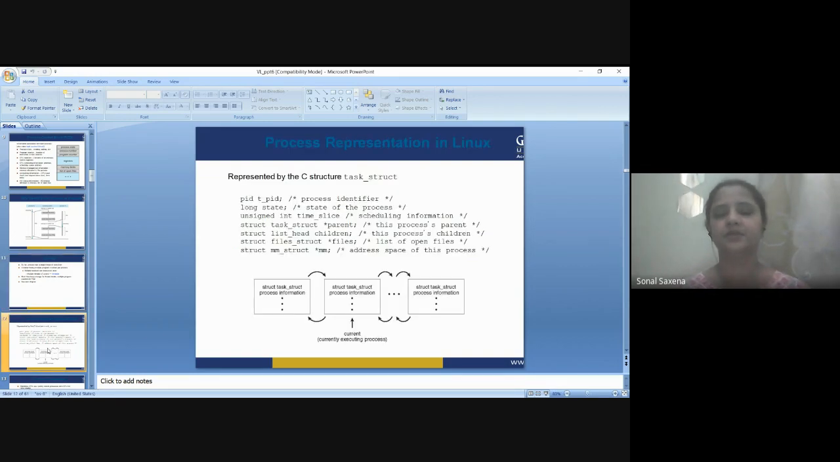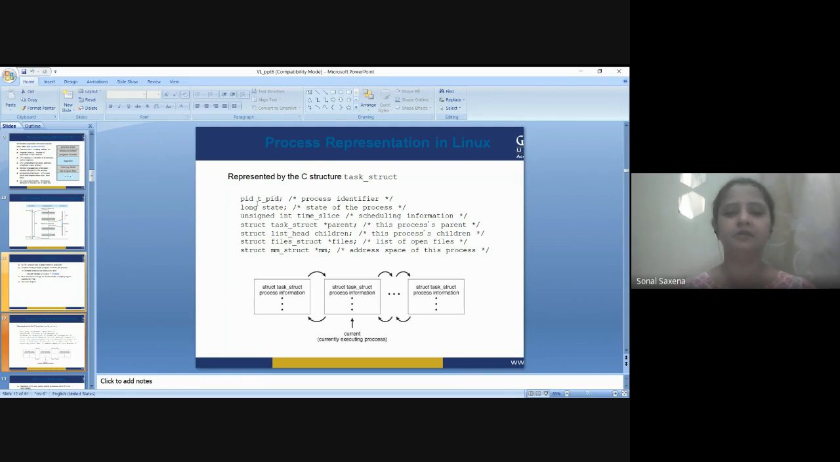So let us see here how you are going to represent a process in the Linux operating system. A process is always represented using a structure. A structure is a kind of data type which is a collection of dissimilar data. Dissimilar means some of the data inside it can be of integer type, some can be of pointer type, some can be of float type. So it is just a collection of dissimilar data.